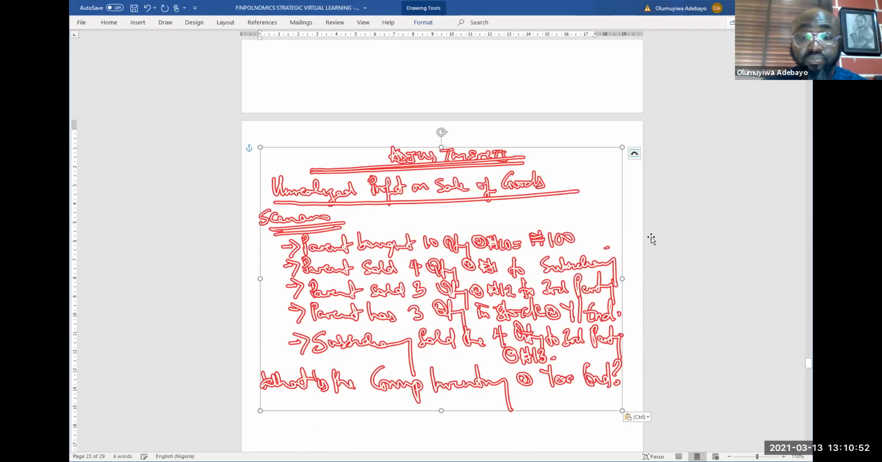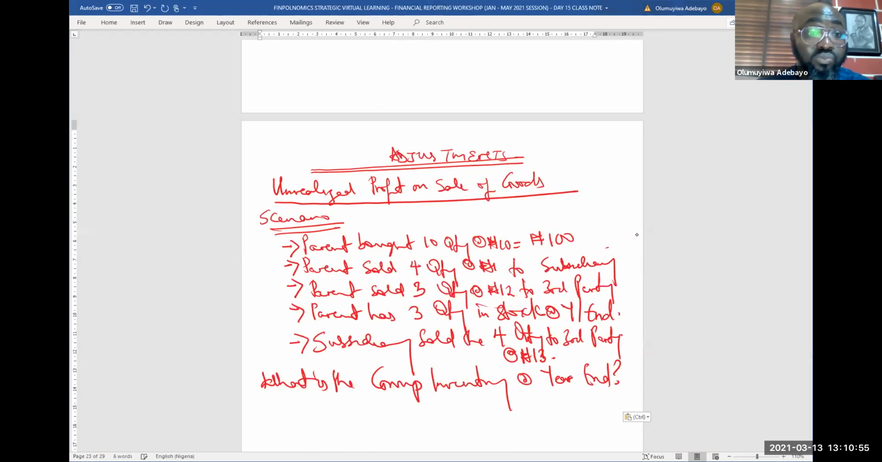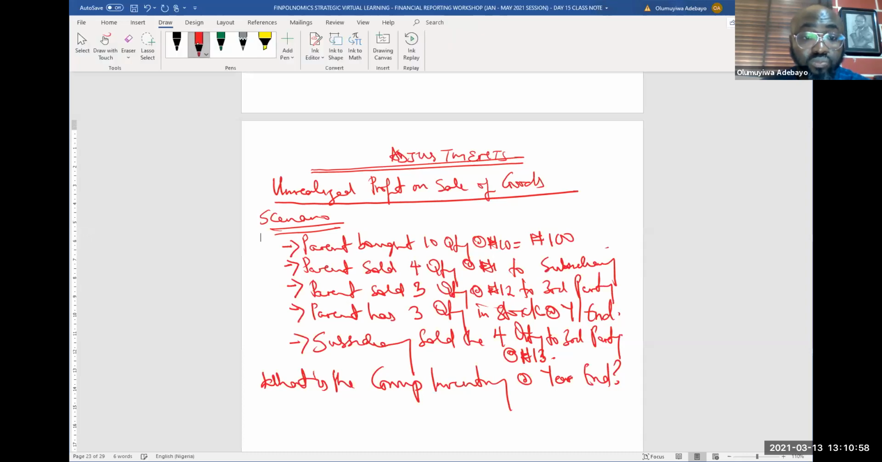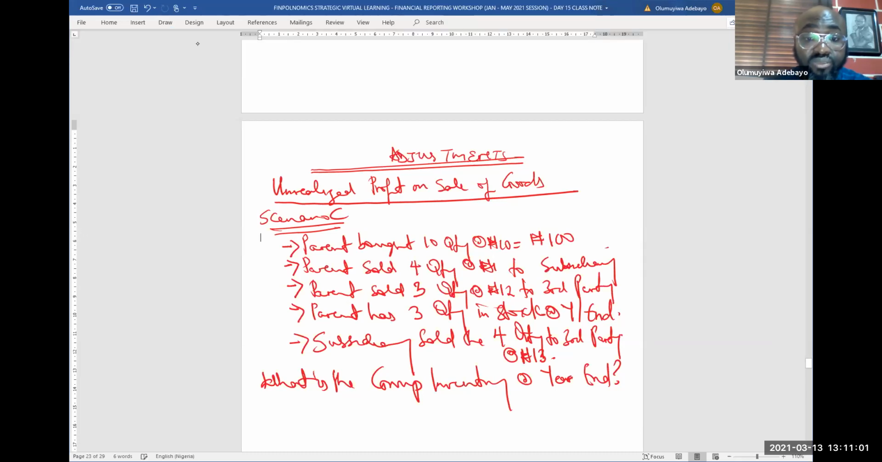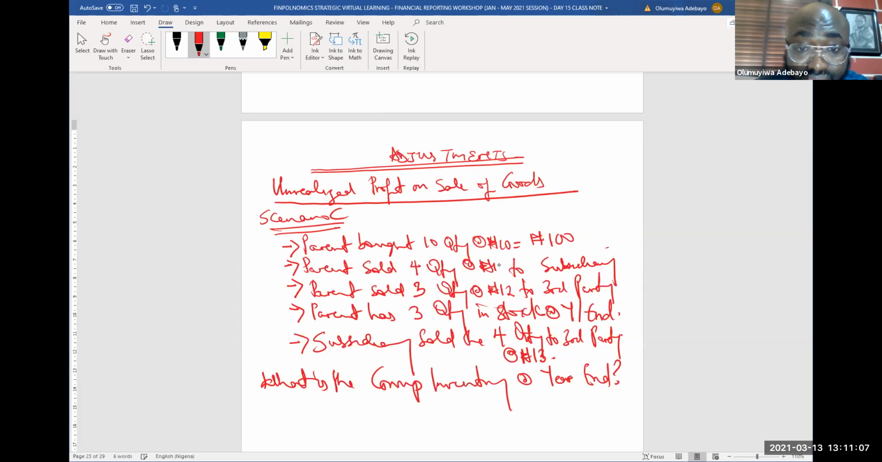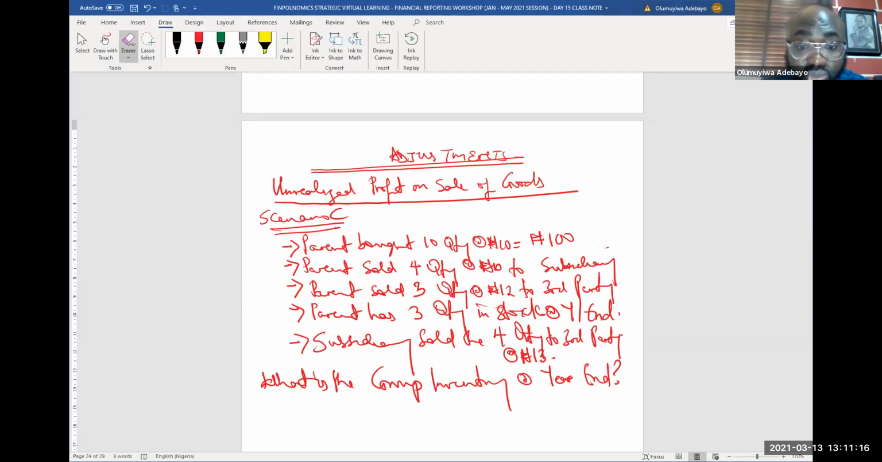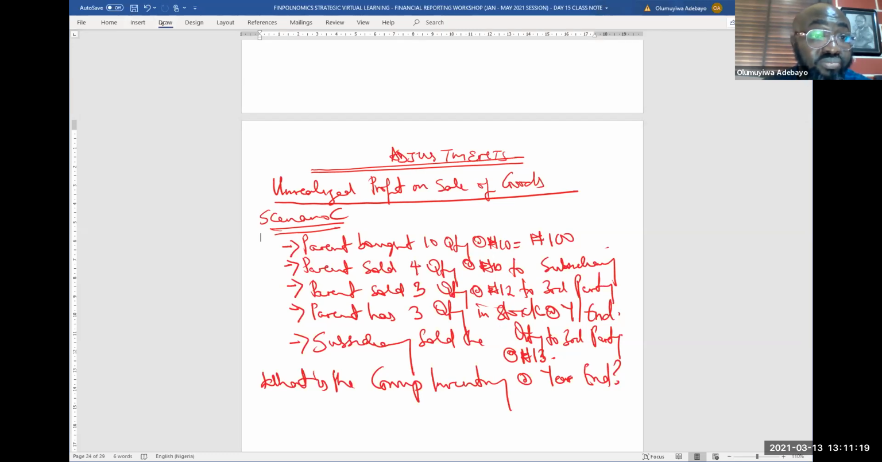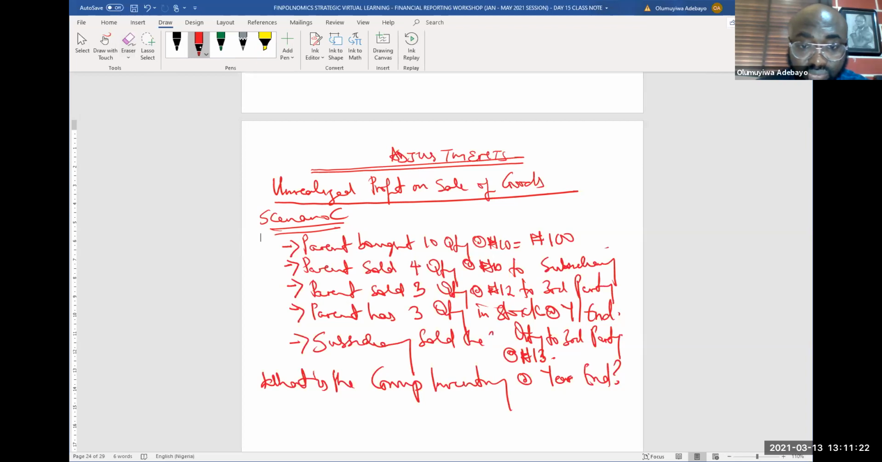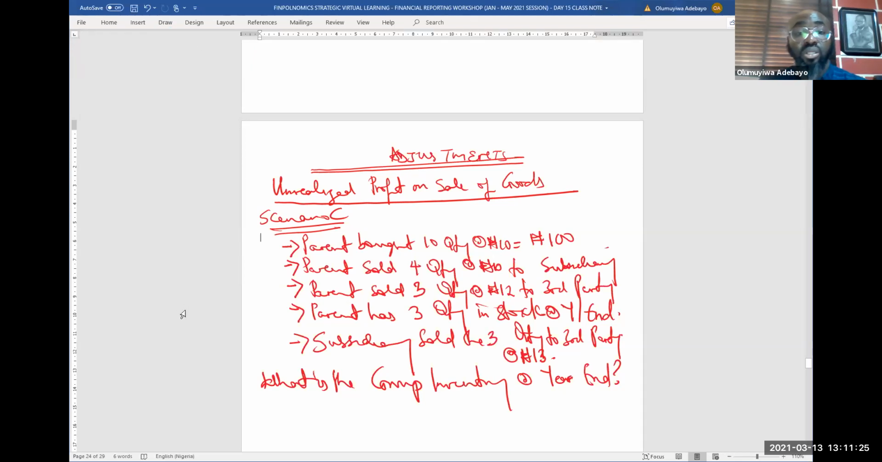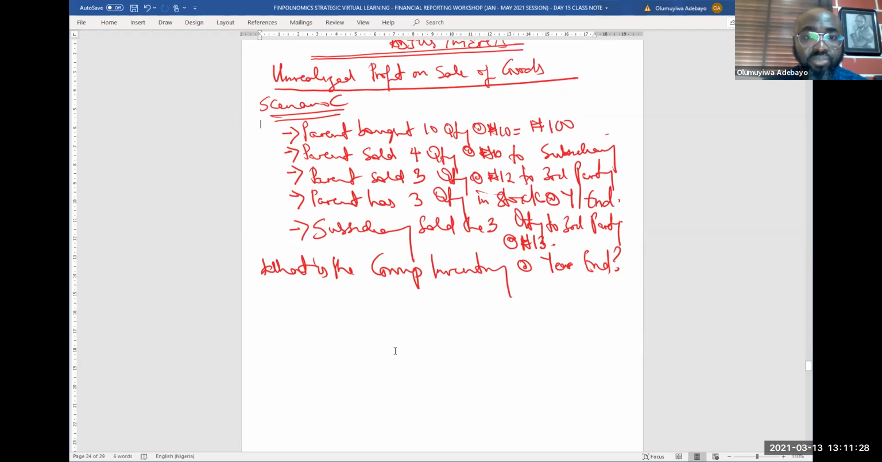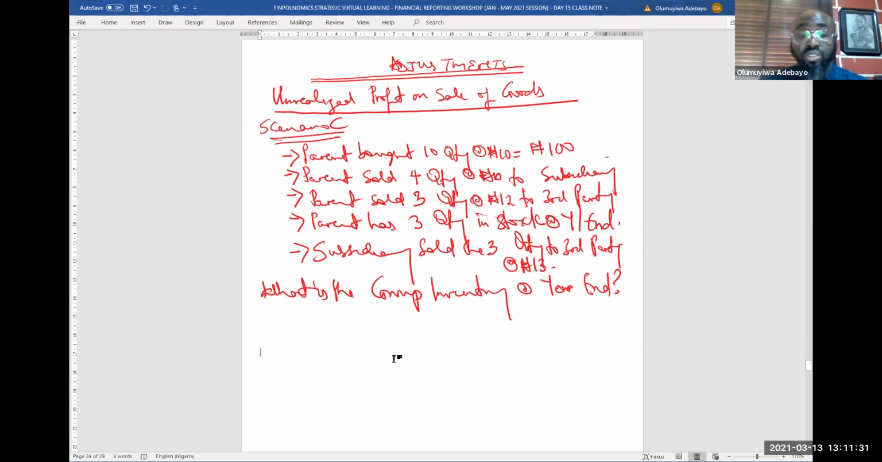Now, scenario C. Now, what is changing in scenario C? In scenario C, we go back to our 10 naira. But unfortunately, subsidiary was only able to sell 3 instead of 4. Only able to sell 3 instead of 4. And now, will this have any effect? Please go back to your slide. Let me stop sharing.